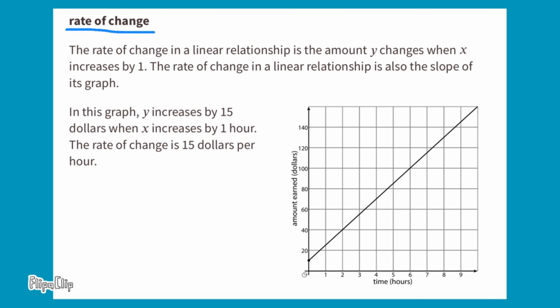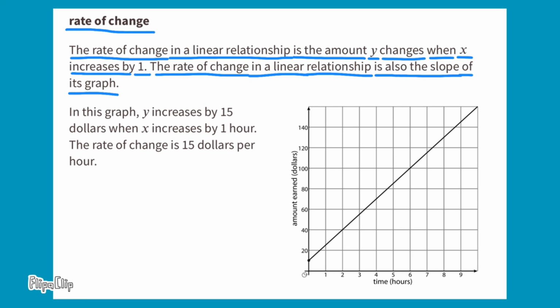Rate of change. The rate of change in a linear relationship is the amount y changes when x increases by 1. The rate of change in a linear relationship is also the slope of its graph. In this graph, y increases by $15 when x increases by 1 hour. The rate of change is $15 per hour.